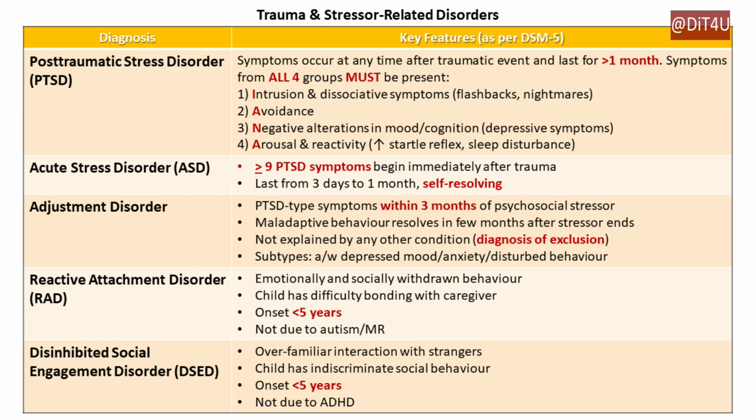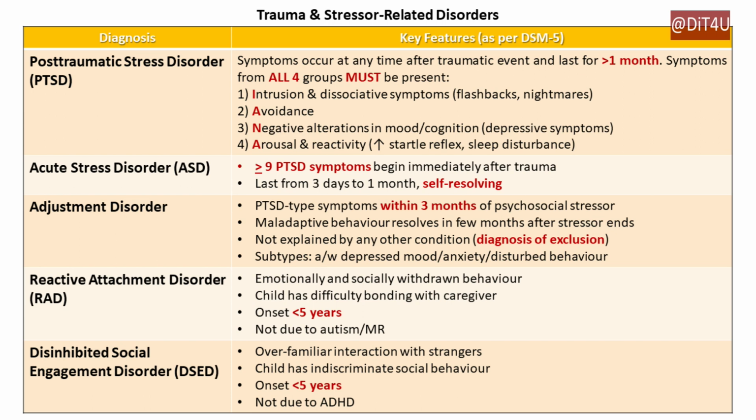And arousal and reactivity: increased startle reflex, sleep disturbance. The person is so aroused that they cannot relax and fall asleep. All that is part of that. IANA, all 4, at least one from each of these should be present for more than 1 month, any time after the traumatic event. And the trauma should be very, very traumatic for anybody who is faced with it.